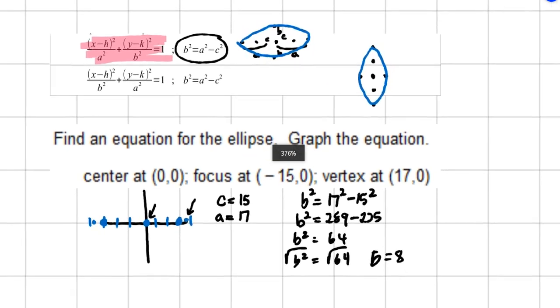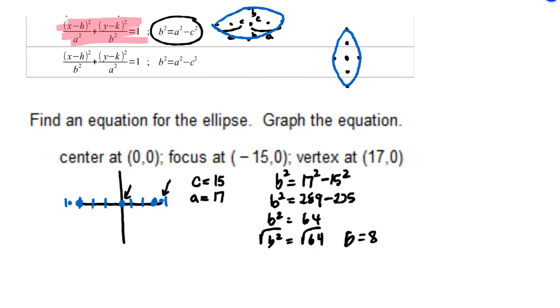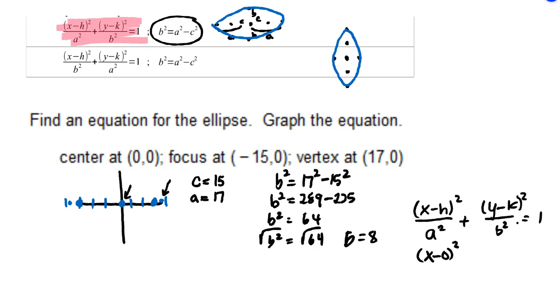So now I have everything I need to write the equation. I'm going to start off with the template, (x - h)² over a² plus (y - k)² over b² equals 1. I know the center is (0, 0), so this becomes (x - 0)². A is 17, so this is 17². K is 0, and b is 8.